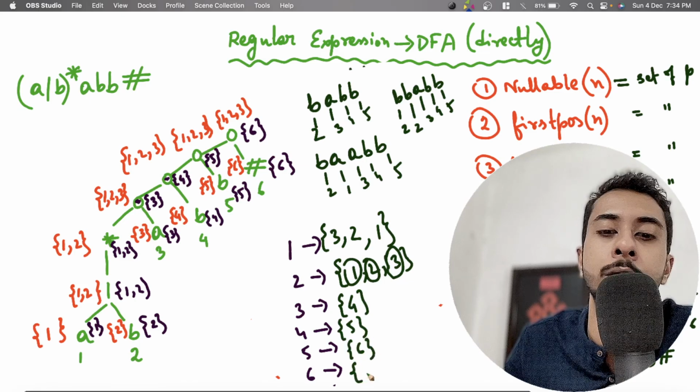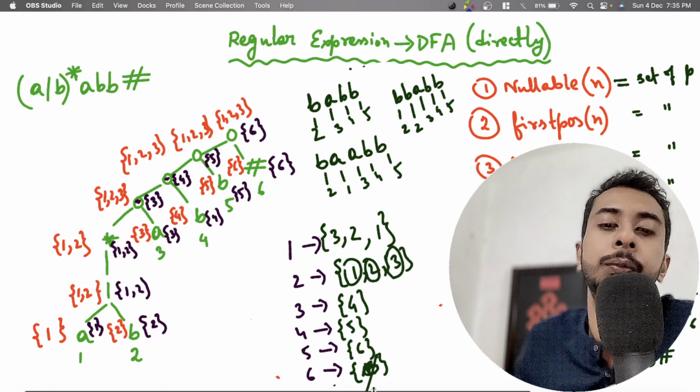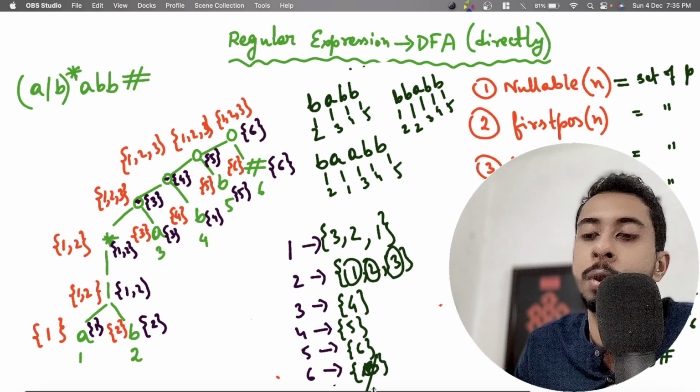Followpos of 6 will be null, or 5 maybe. Okay. This is how you find out the Followpos.